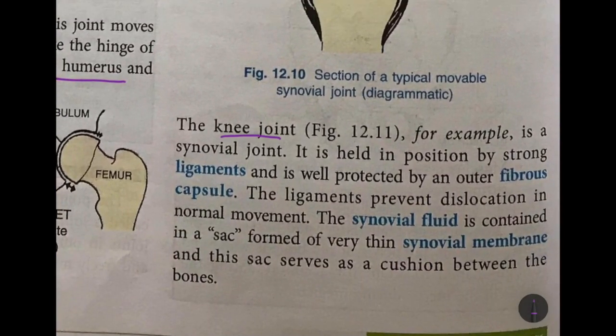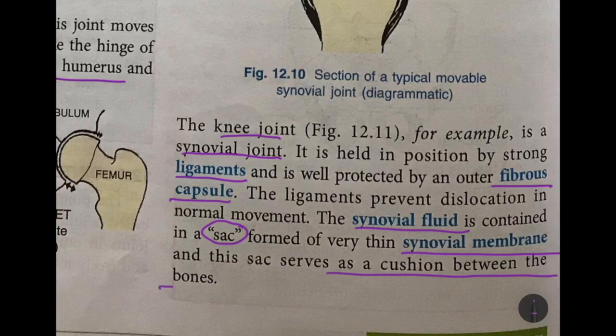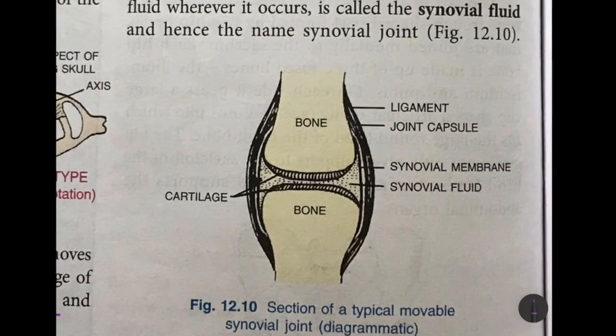Now the knee joint, for example, is a synovial joint. It is held in position by very strong ligaments, and it is protected by the outer fibrous capsule. The ligaments do not allow dislocation in normal movement, and the synovial fluid is there. It is contained in a sac formed of a very thin synovial membrane, and this sac serves as a cushion between the bones. And of course, inside the synovial membrane, what do you find? You find the synovial fluid.